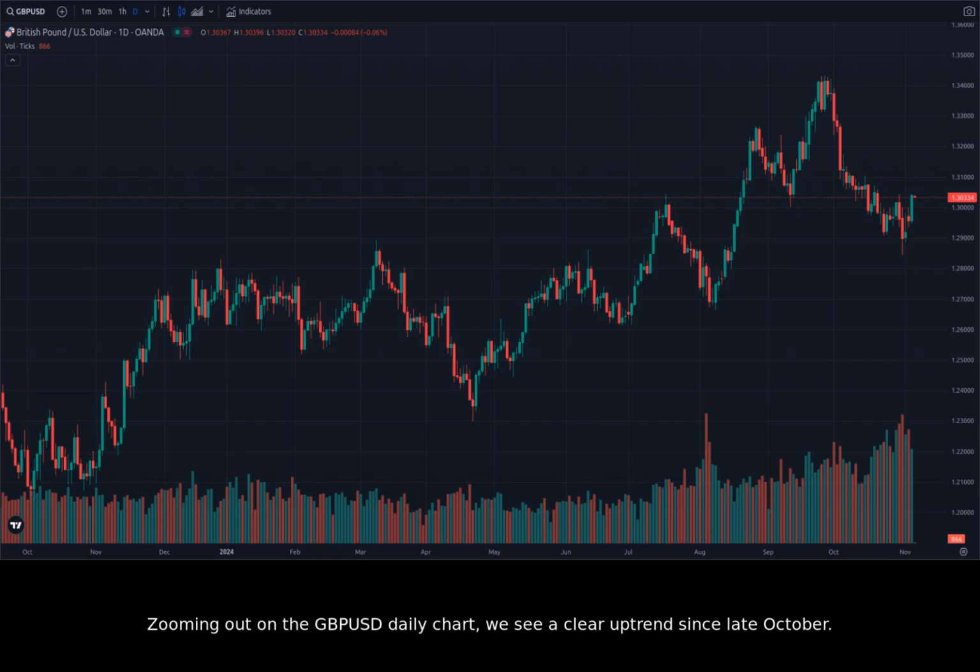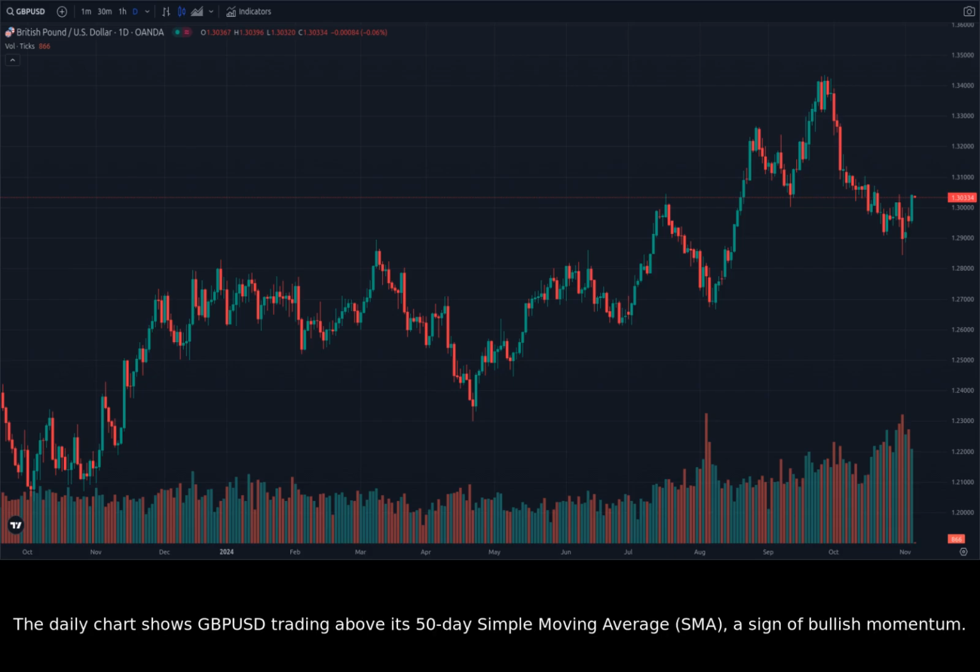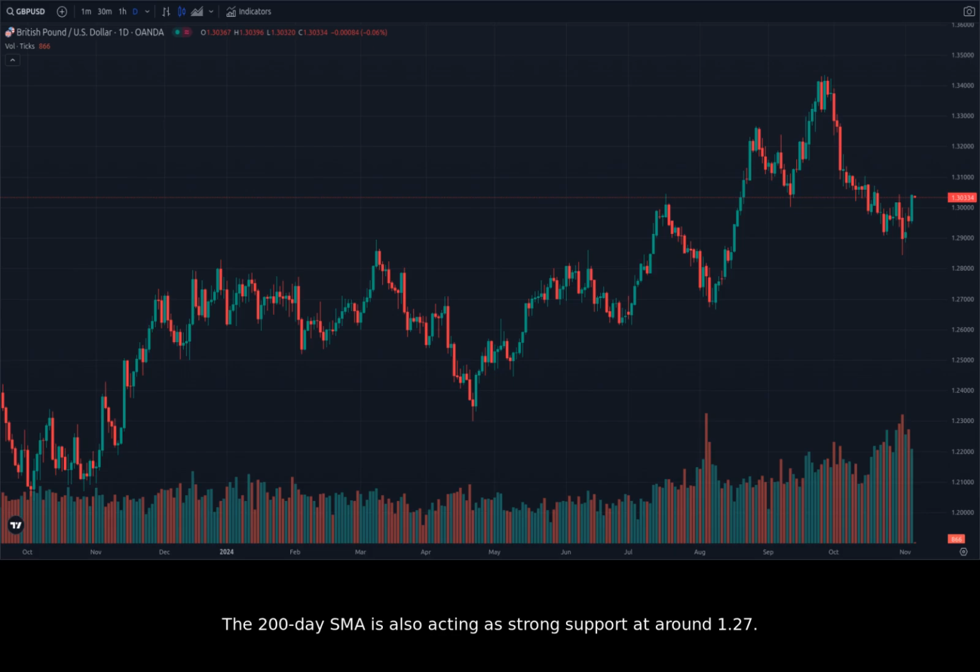Zooming out on the GBPUSD daily chart, we see a clear uptrend since late October. The pair broke through significant resistance at 1.29, indicating a strong shift in market sentiment. However, this climb has also created a potential overbought scenario, which could lead to a pullback or consolidation. The daily chart shows GBPUSD trading above its 50-day simple moving average, SMA, a sign of bullish momentum. The 200-day SMA is also acting as strong support at around 1.27. If GBPUSD breaks below this level, it could signal a weakening of the uptrend.